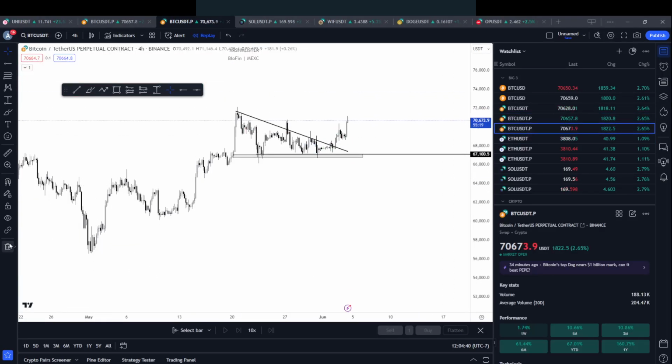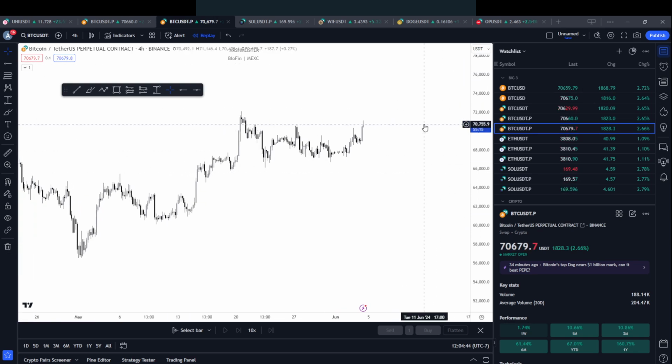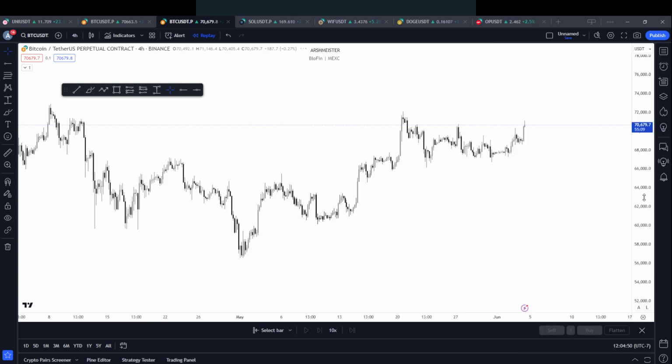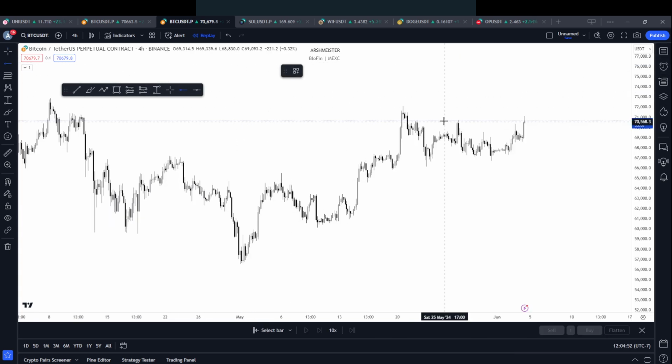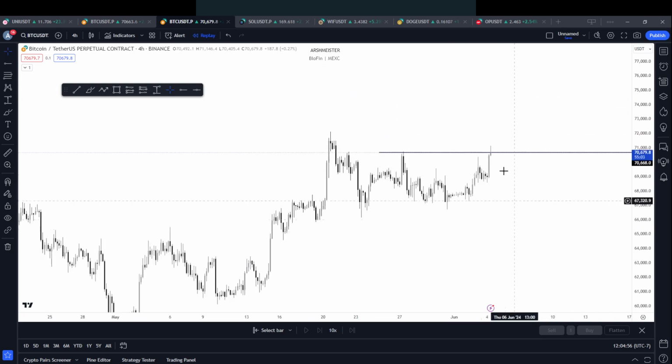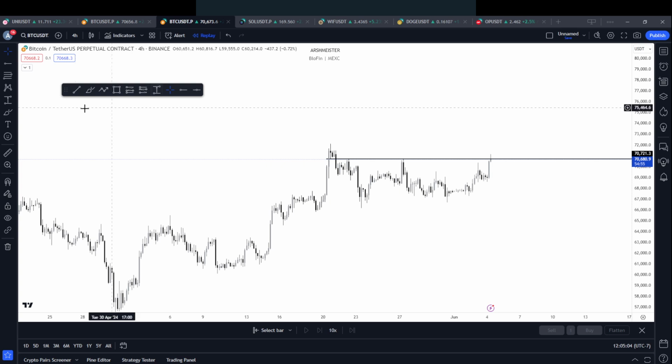Let's do this one. Okay, so this is a 4-hour chart. The 4-hour is going to close in about 55 minutes. Okay, we have currently taken these highs. Right? So liquidity has been grabbed.